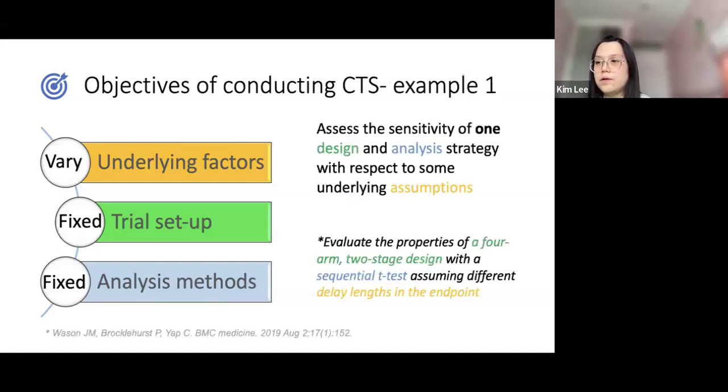For example, for a single design and analysis strategy, clinical trial simulation can be conducted to assess their sensitivity with respect to some assumptions. One paper has used clinical trial simulation to evaluate the properties of a four-arm, two-stage design with a sequential t-test, assuming different delay lengths in the endpoint. The authors show that the efficiency of implementing a MUMS design decreases when there's a delay in observing the endpoint for making interim decision.